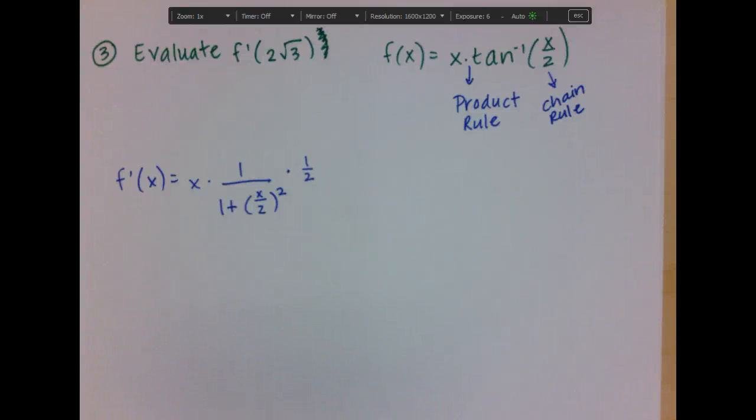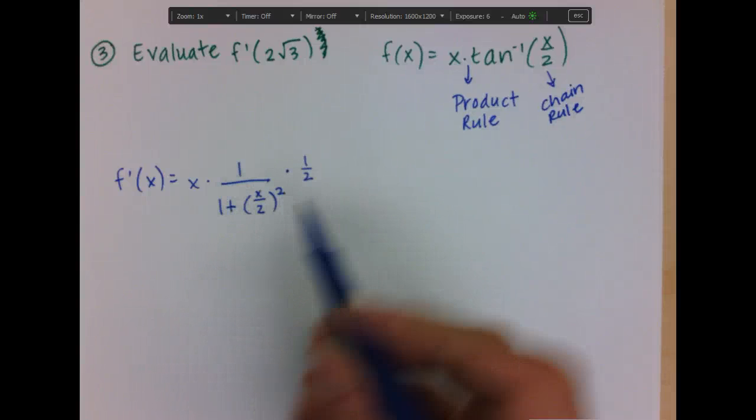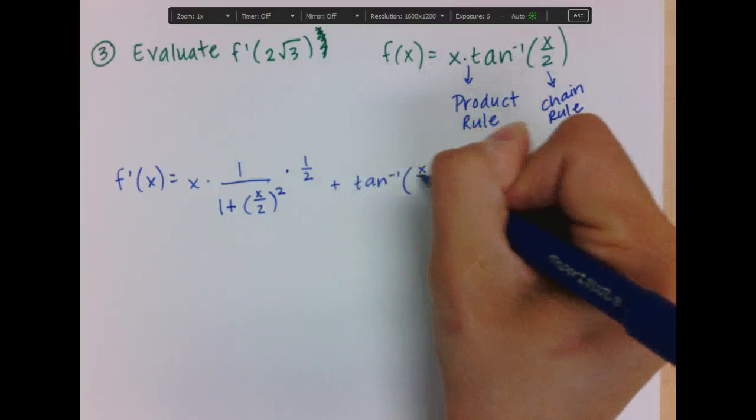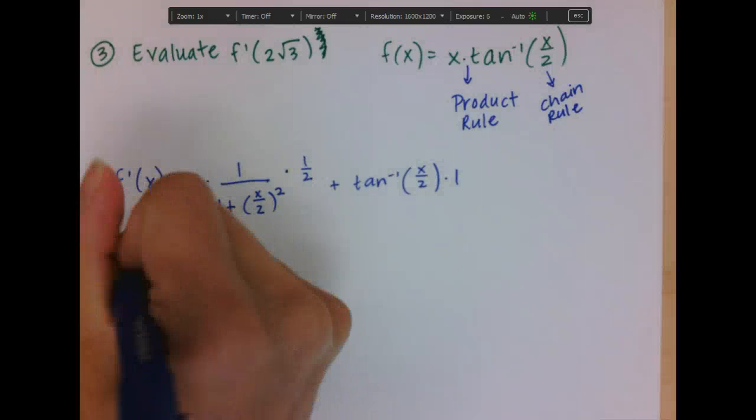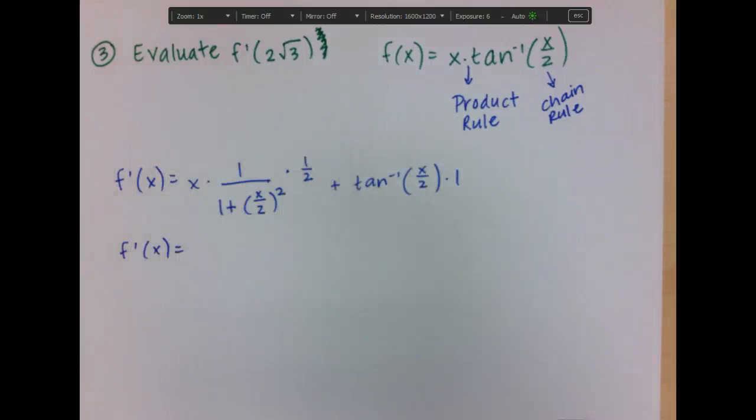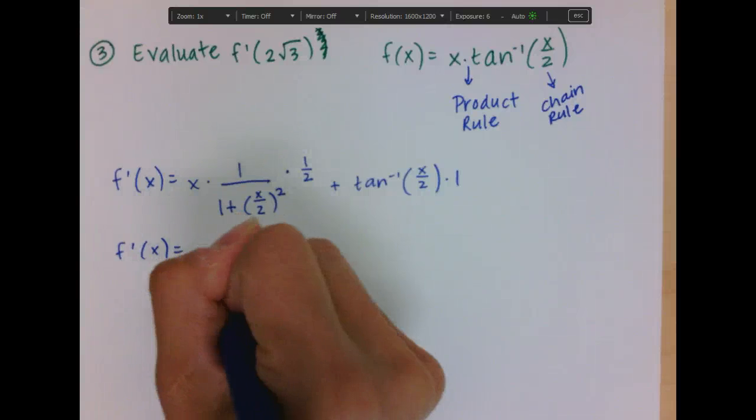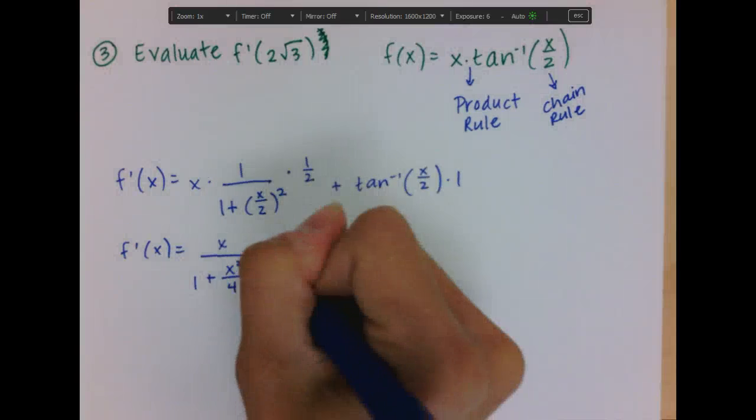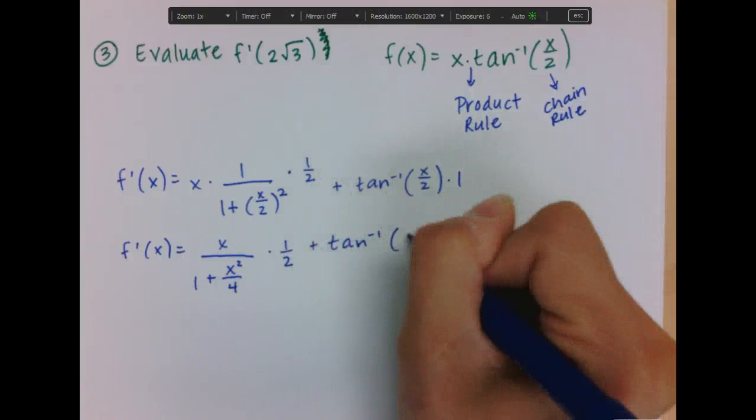Alright, now we need to continue our product rule. So that was the first part of the product rule. We did the first function times the derivative of the second function, and I need to also add to that the second function as is, times the derivative of the first function, which luckily is just 1. Let's clean it up. So to clean it up, I've got x divided by 1 plus x squared over 4 times 1/2 plus the inverse tan of x over 2.